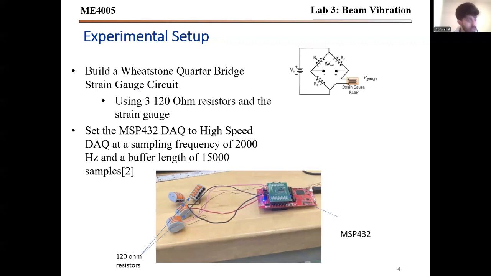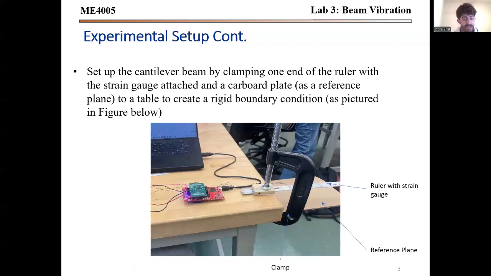First, the experimental setup included creating a Wheatstone quarter bridge strain gauge, as shown in this figure. Then next, we set up a cantilever beam by clamping one end of the ruler with a strain gauge attached to a cardboard plate as the reference plane and to a table to create a rigid boundary condition, as shown in the figure.